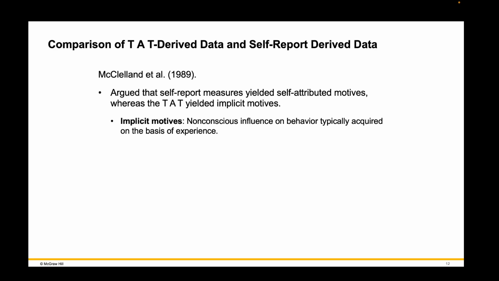Okay, so how do we compare TAT derived data and self-report derived data? So, McClelland and his colleagues argued that self-report measures yielded self-attributed motives, whereas the TAT yielded implicit motives. So, yun yung nakita nila doon sa comparison nung dalawang type ng data. So, pag sinabi natin, balikan natin ulit si implicit motives. Ano ba si implicit motives? So, these are the non-conscious influence on behavior typically acquired on the basis of the experience.